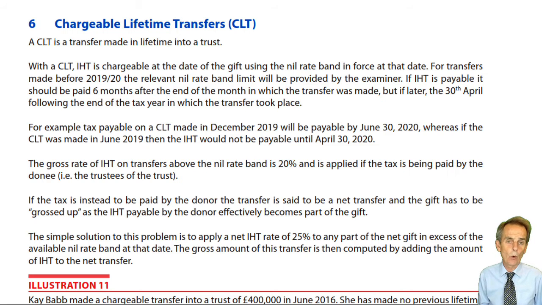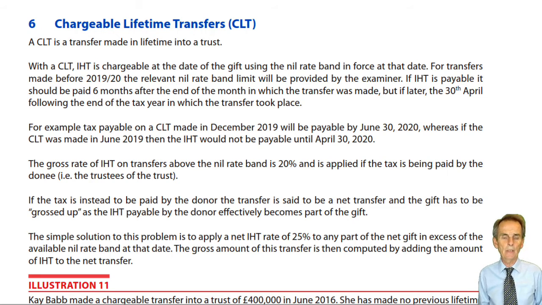In terms of what it is and recognising it in a question, you are usually specifically told who pays the tax in relation to the CLT. Is it going to be paid by the donor, or is it going to be paid by the trustees of that trust? What we knew then was if it was paid by the donor, it was said to be a net transfer. If it was paid by the trustees, that would be a gross transfer.